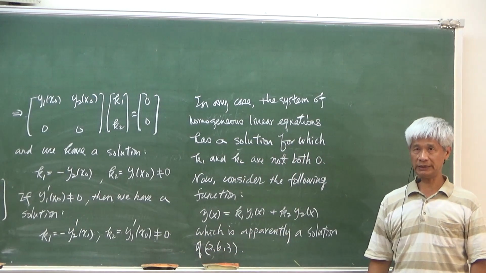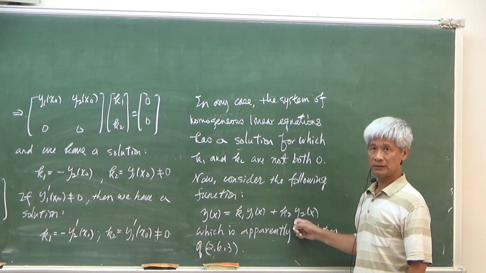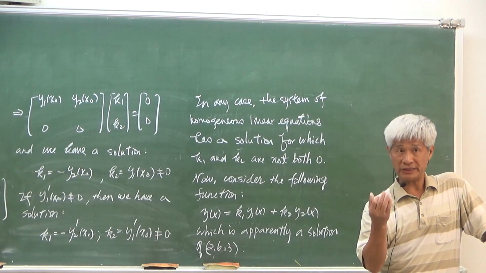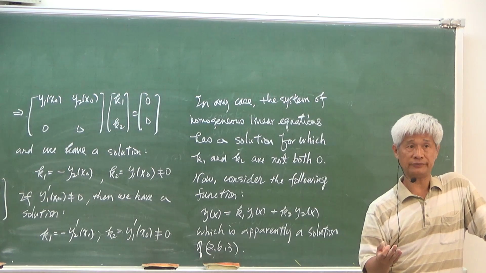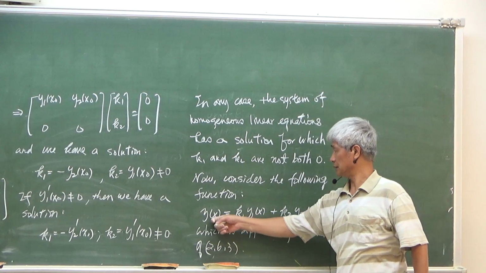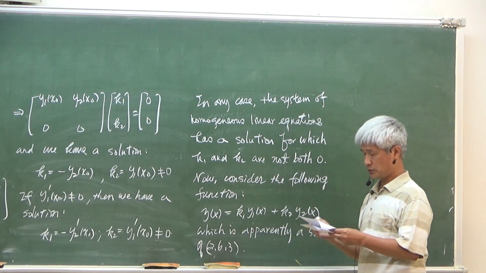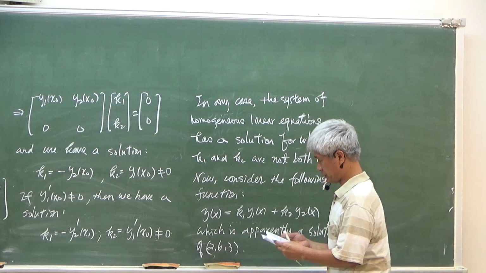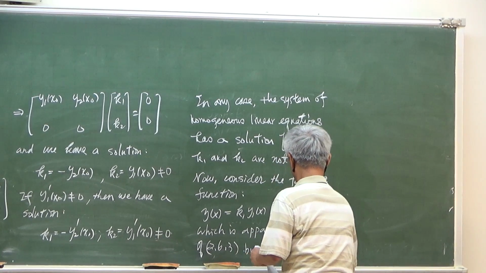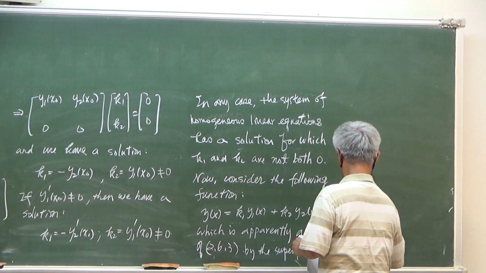You know already, because y1 is a solution and y2 is a solution, so by the superposition principle, again, right? Remember that? We have the superposition principle for solutions of homogeneous linear ODEs. So apparently, this function is a solution of 2.6.12, by the superposition principle. Okay.